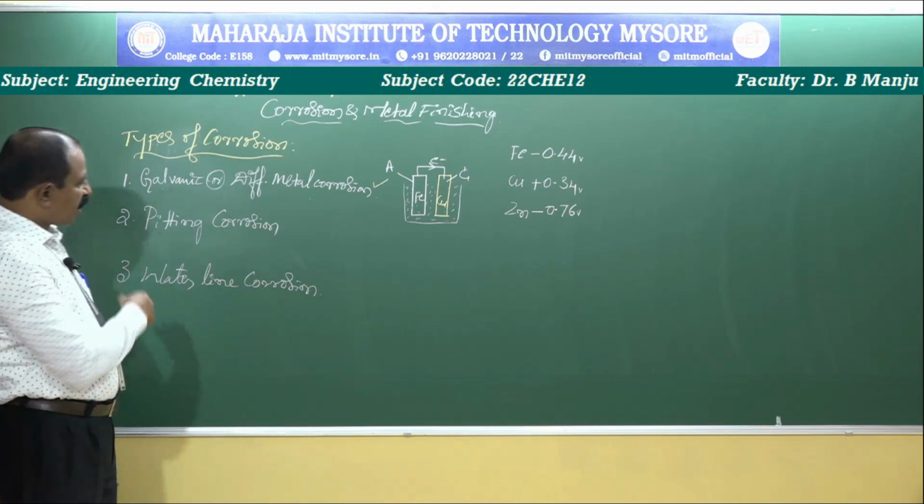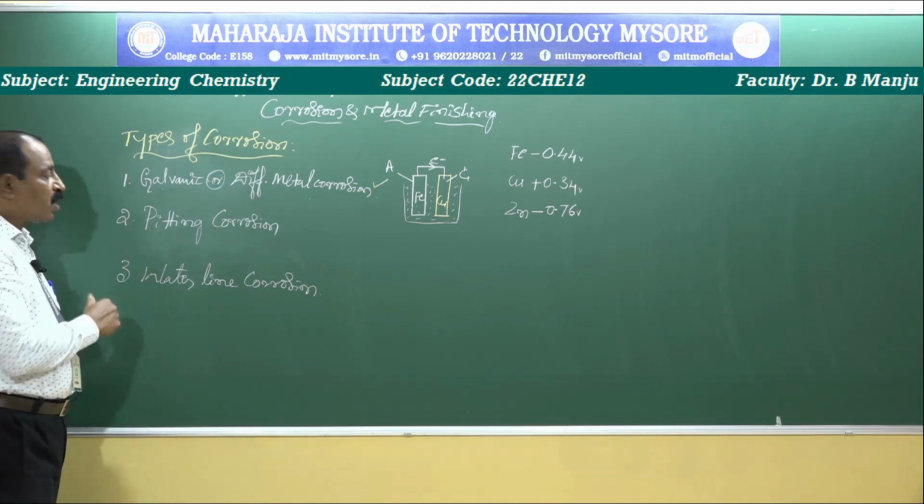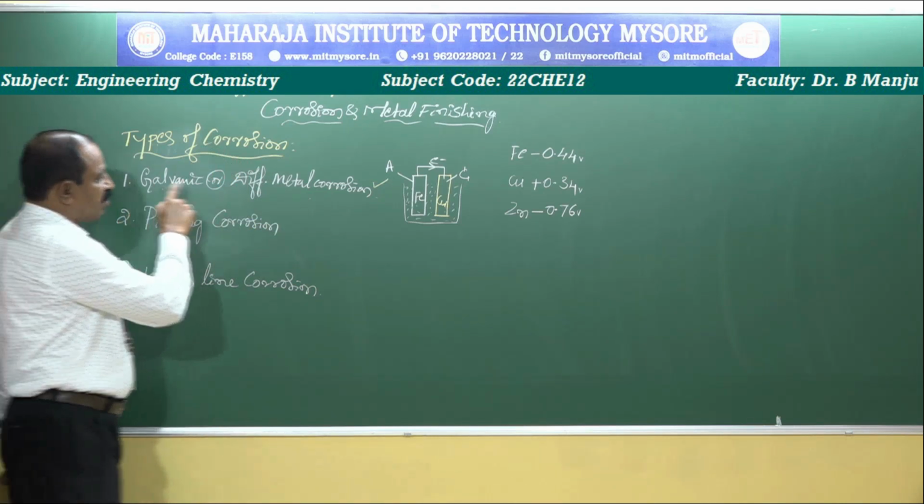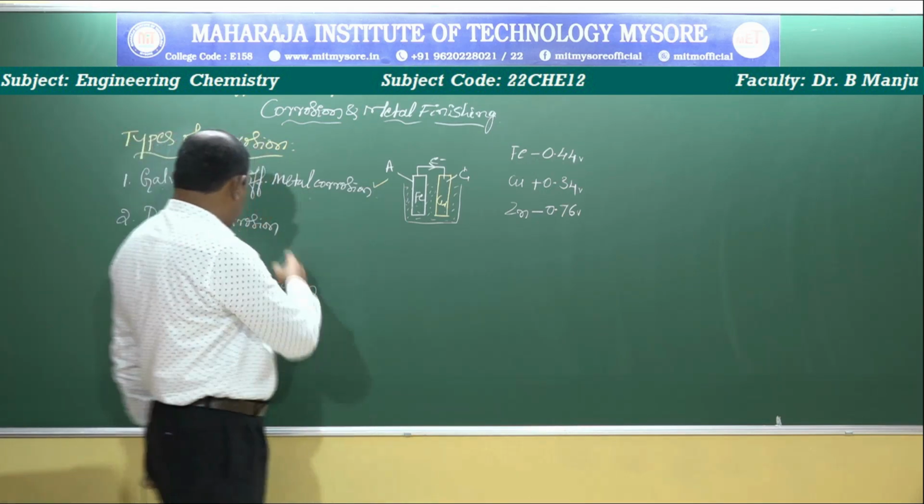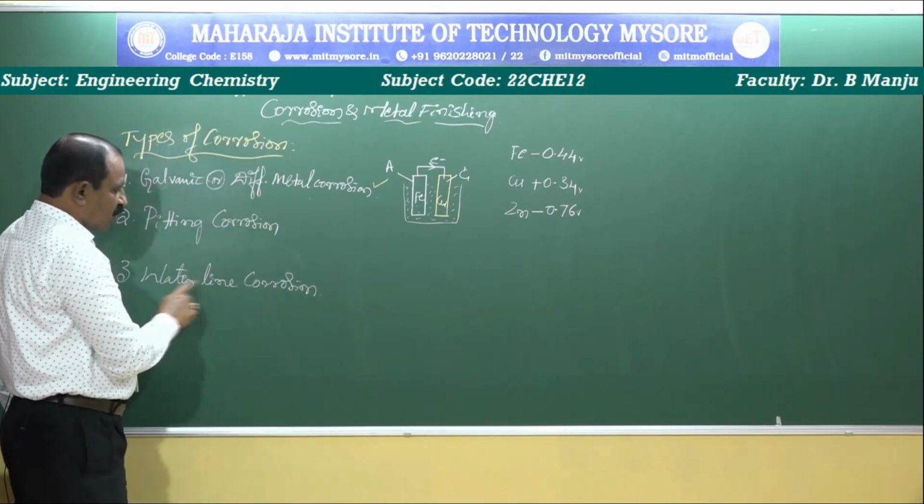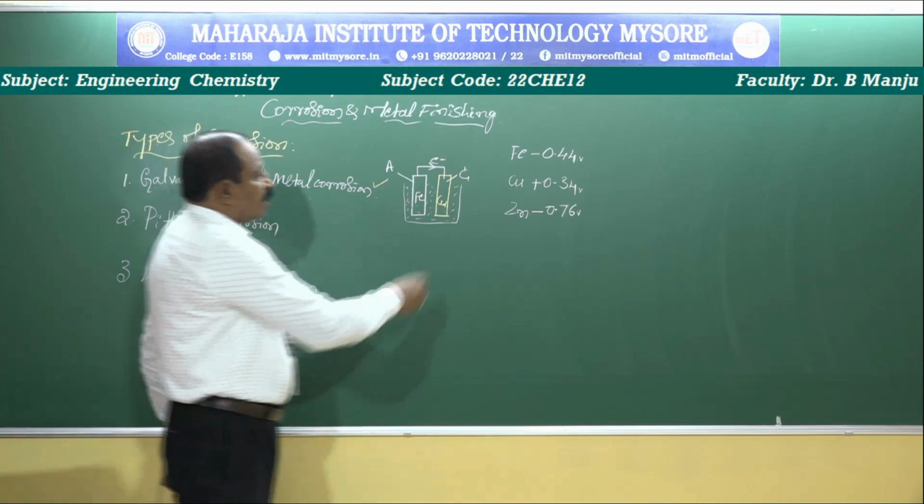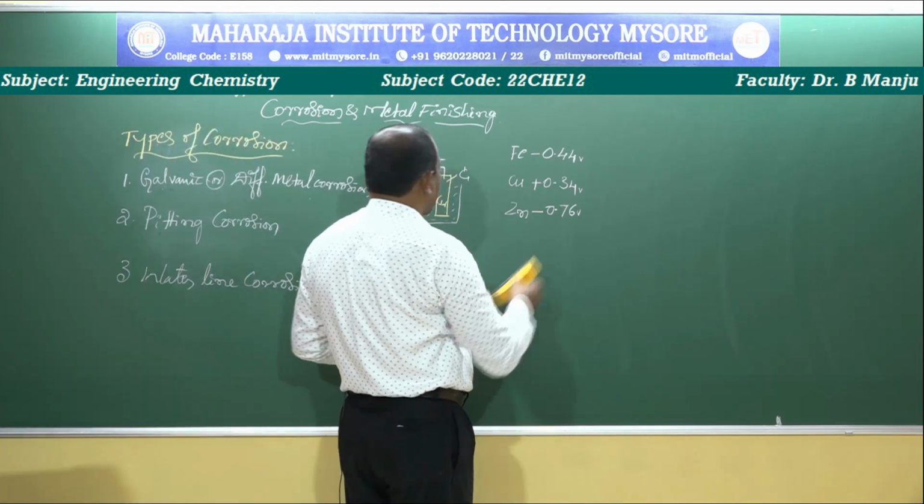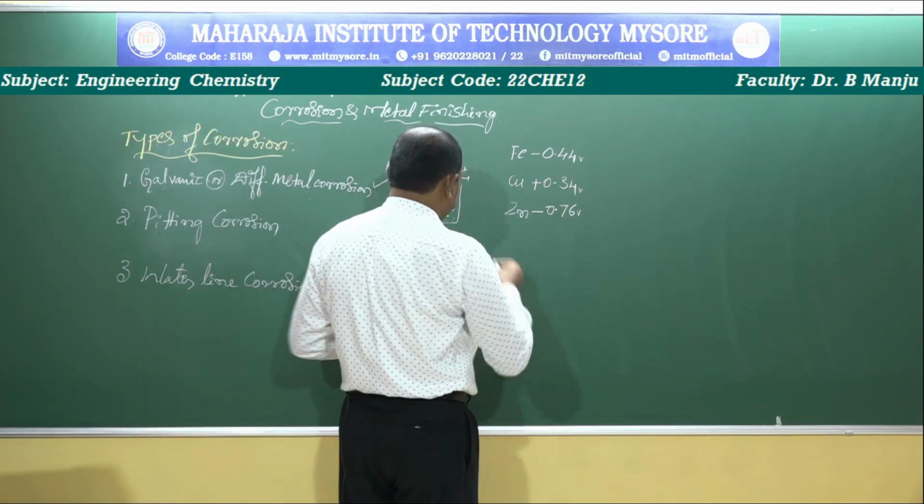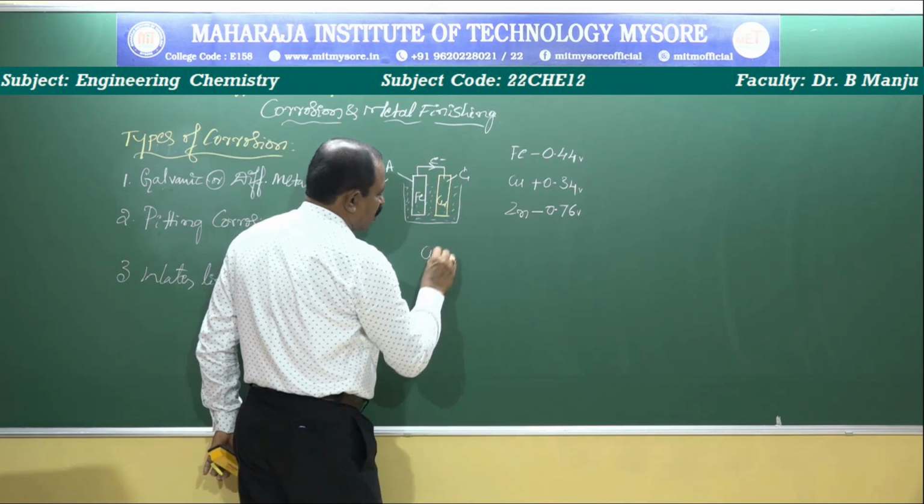Out of these three, they may ask any two in the examination, for 4 marks each: galvanic or differential metal corrosion, pitting corrosion, or waterline corrosion. Now, instead of copper and iron, I will take copper and zinc.